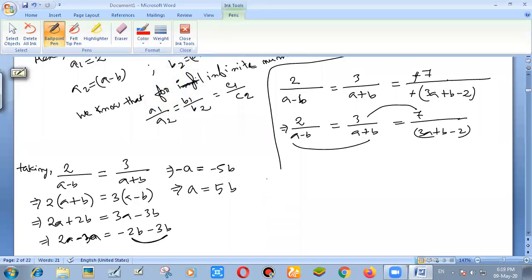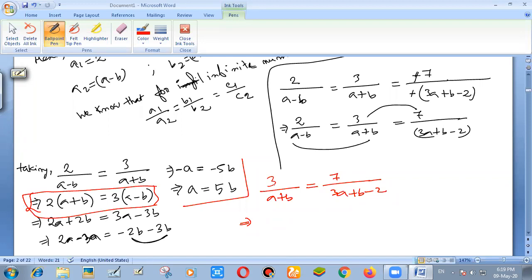So then write down this one: 3 by a plus b, 7 by 3a plus b minus 2. Now cross multiply and write directly. In exam also, no need to write down this step. You can omit this step. Just write down directly. It will be what? Tell me quickly. Haswati, if you cross multiply it, what will be the value here?